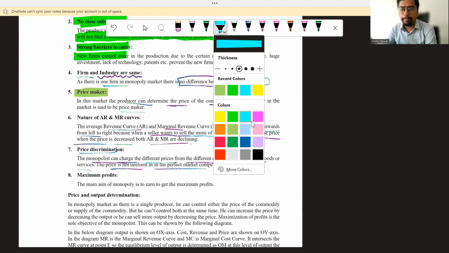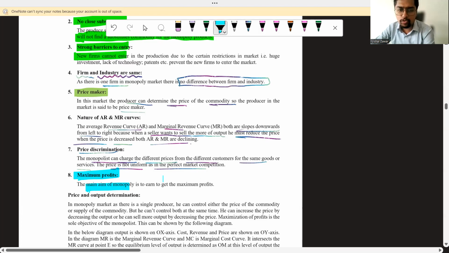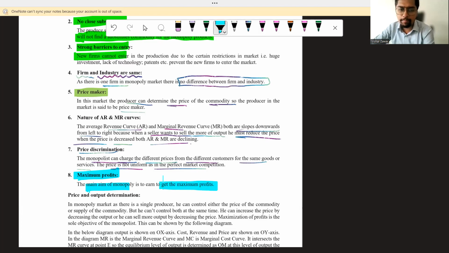If my quantity purchased is less, of course, I will not have much bargaining power. But if I increase my quantity, which will bring me to a position where I can bargain on the prices, then yes, the prices can be changed here also. And what is the intention of that business? The main aim of the monopoly is to get maximum profits.